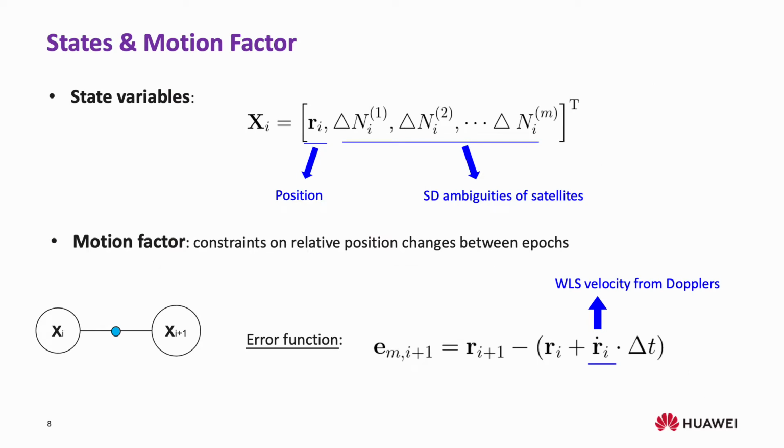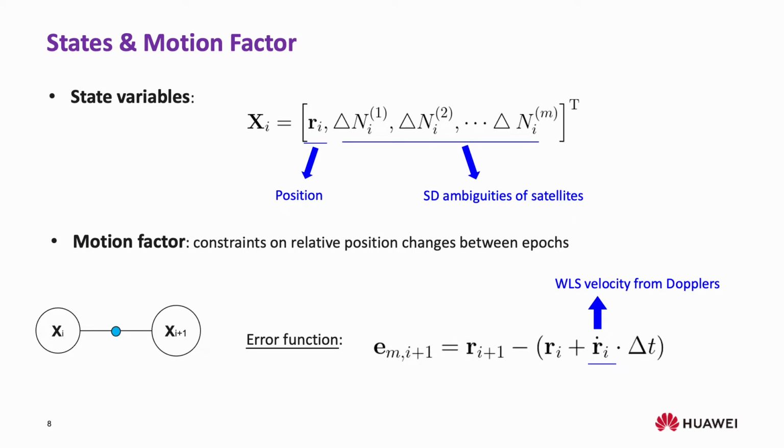The state to be estimated at each epoch comprises 2 parts. The first part is the relative position in ECEF coordinate between the rover and base station. And the second part is the single difference ambiguities of each received satellite, and their covariance output will be used in LAMBDA later to search for the integer ambiguity.